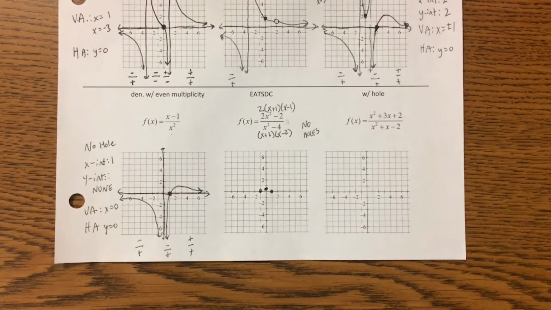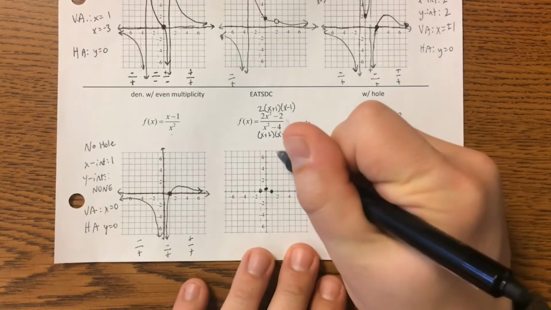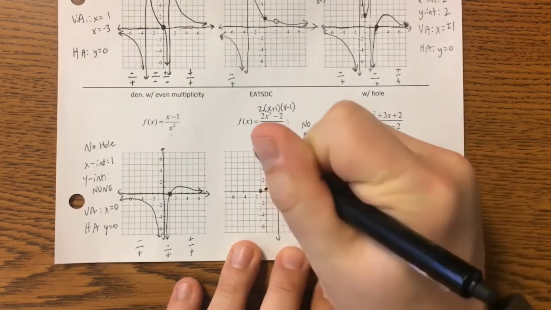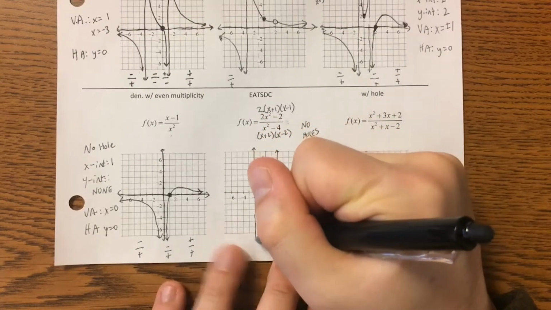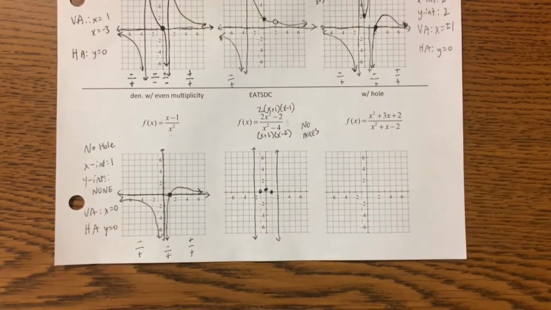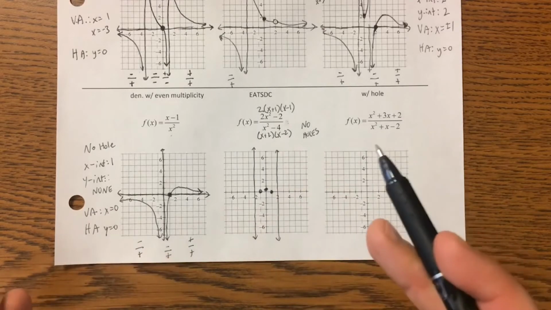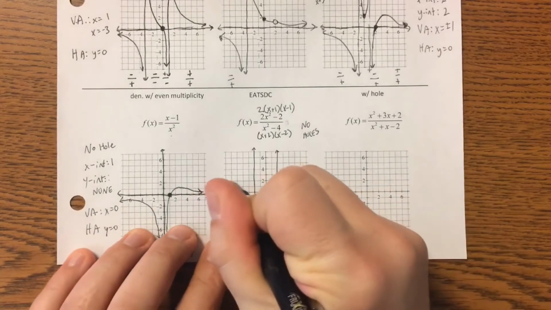My vertical asymptotes are going to be at 2 and negative 2. And now this is the first example where the degree of both the numerator and the denominator are equal. So how do I calculate the horizontal asymptote in that case? Isn't it 2 over 1 or 2? Yeah, exactly. So you're going to divide the leading coefficients. 2 over 1 is 2. So that's going to be my horizontal asymptote.